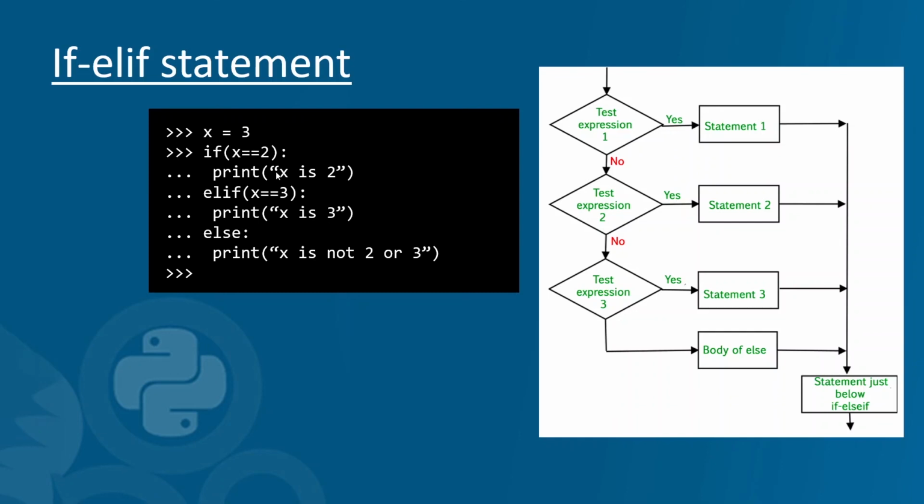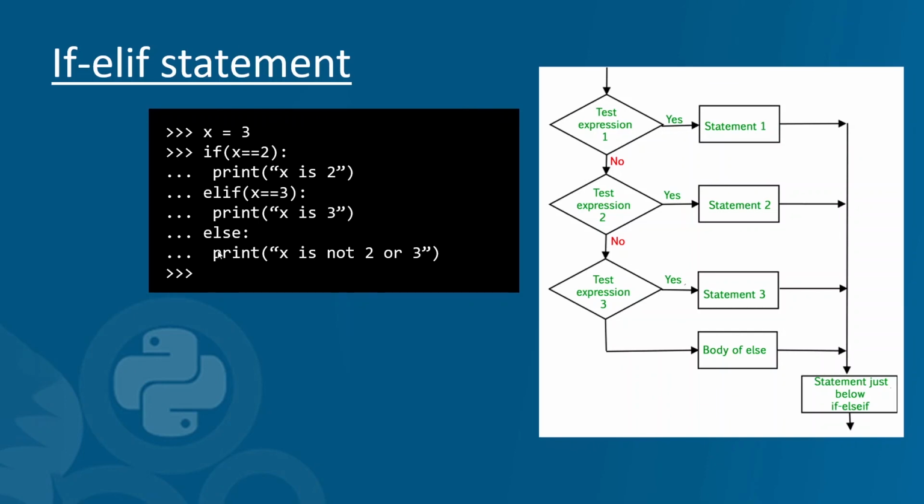So the next condition is we are checking whether x is equal to 3 or not. We know that x is 3, so 3 is equal to 3, that is a correct statement. So this statement will get executed, that is print x is 3. So the string x is 3 will get printed.